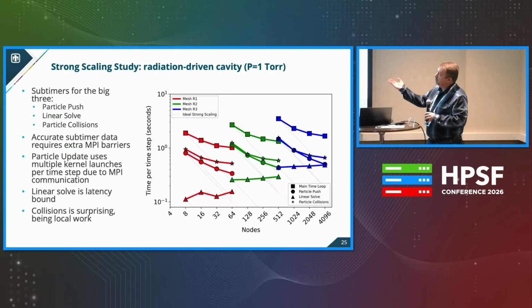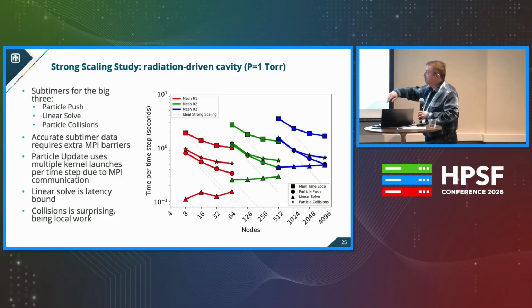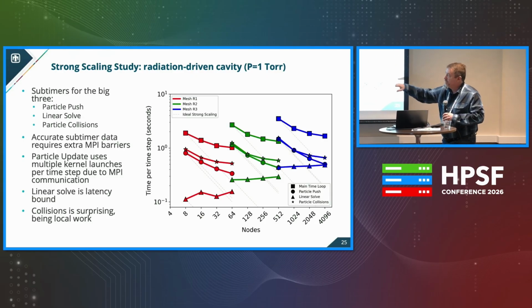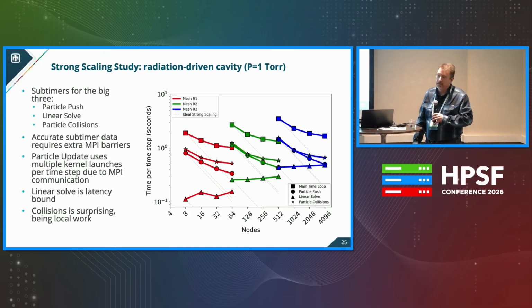I mentioned there's the big 3: particle push, linear solve, and particle collisions. So these are the sub-timers for that system. You can see that collisions pretty much dominate on all 3 of the meshes. Our particle update was very close behind that. But what's really changed here now is the linear solve. You can see that the linear solve is pretty much flat. It's pretty much latency bound at this point, right?